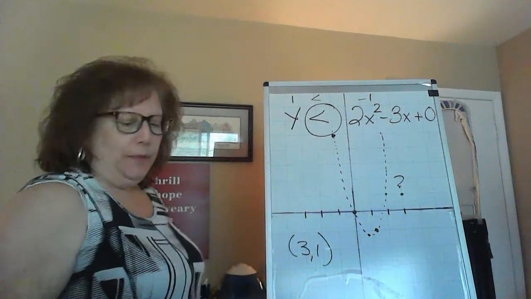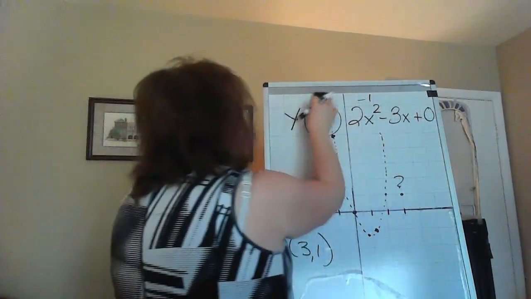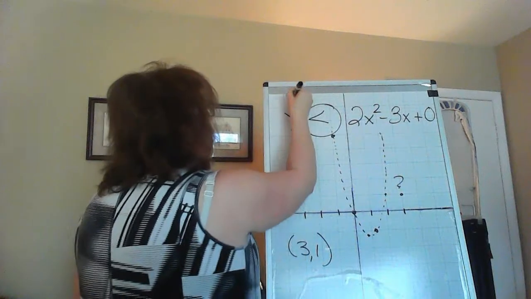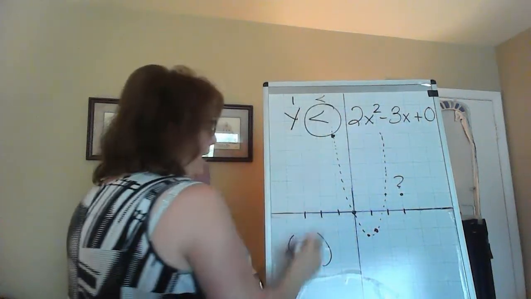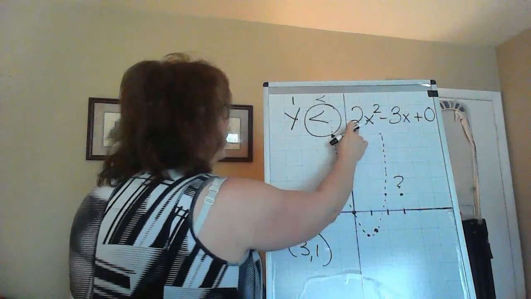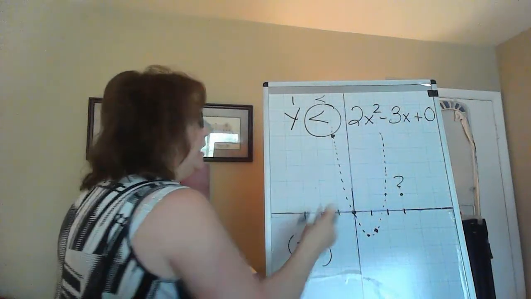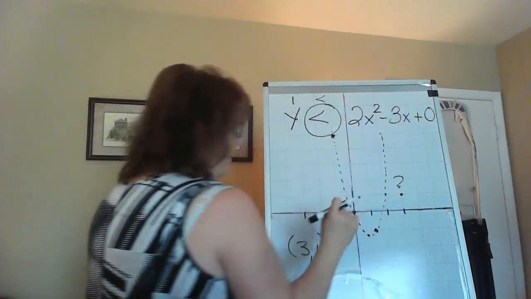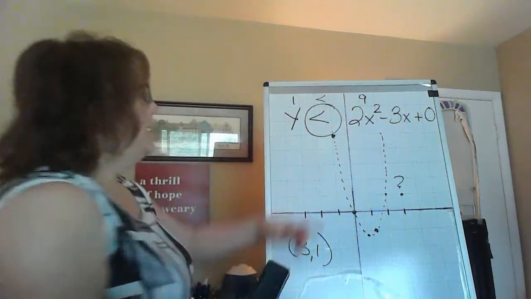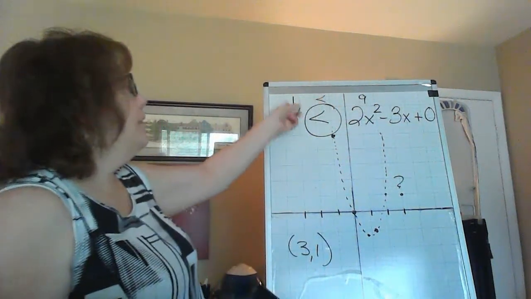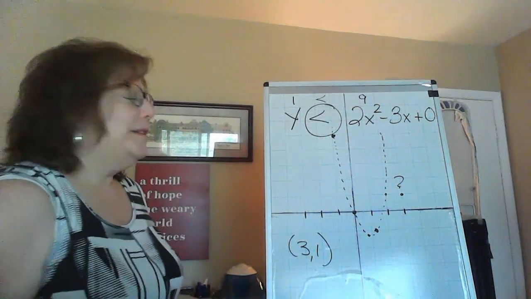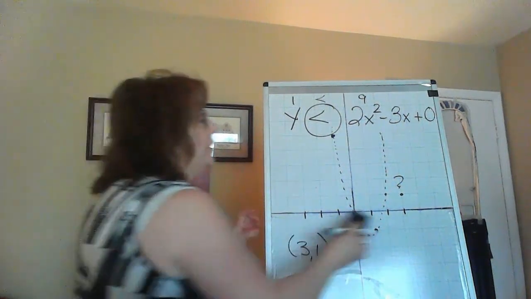So I'm going to plug everything in. And I'm going to have 1 is less than, and I'm going to go through and do my math. 3 times 3 is 9, times 2, that's 18. Minus 9, 3 times 3, is going to be 9. Well, is 9 greater than 1? Yes, it is. And that is what tells you where to shade.